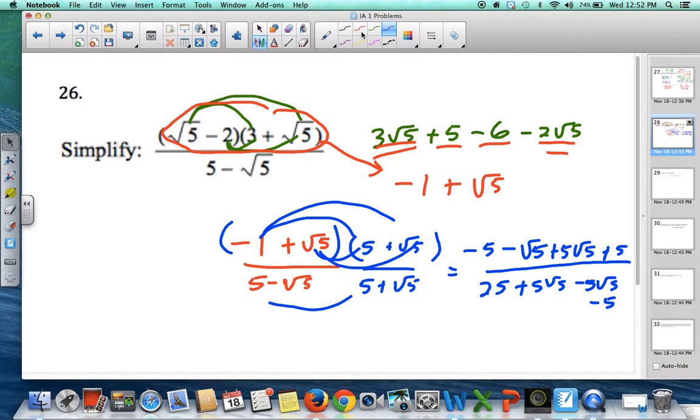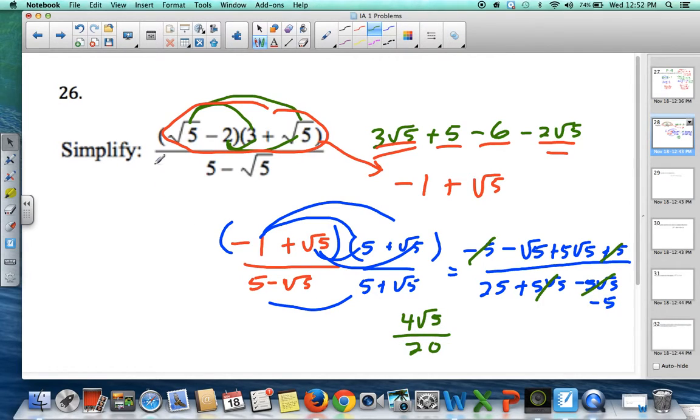So the top of my fraction now, let's simplify that. Negative 5 plus 5 is going to cancel. So I have negative 1 square root of 5 plus 5 square root of 5 is 4 square root of 5. And the bottom of my fraction, 5 square root of 5 minus 5 square root of 5 cancels. 25 minus 5 is 20.